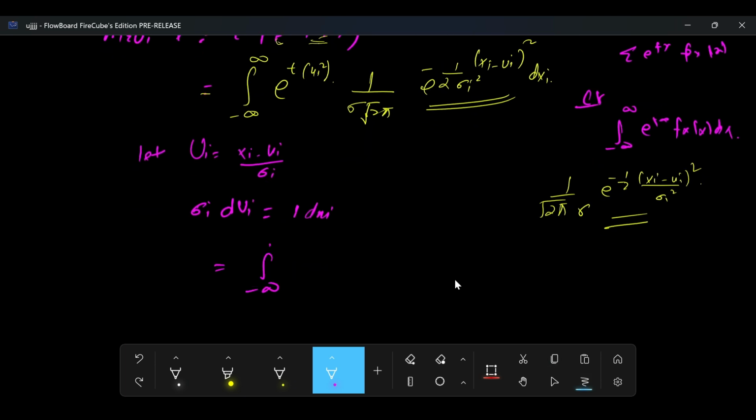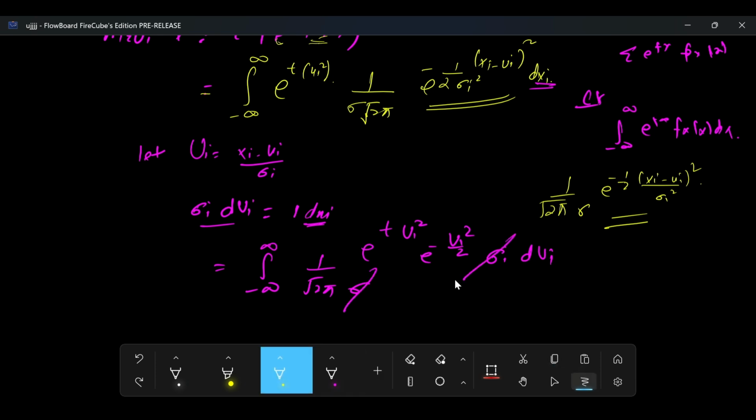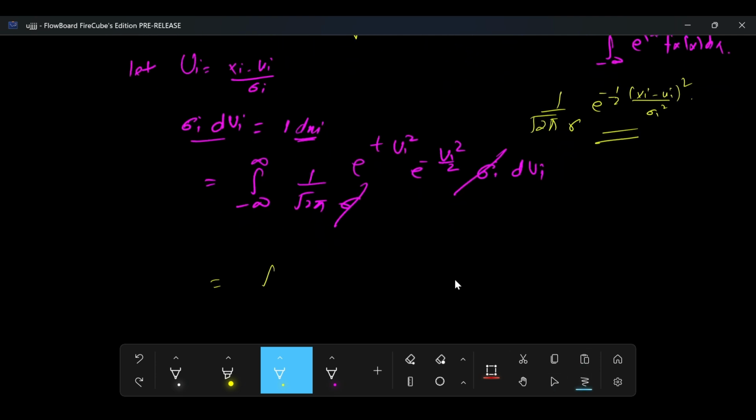So now this is minus infinity to infinity, 1 upon under root 2 pi sigma, e to the power t mu i square, e to the power minus mu i square upon 2, and in place of this dxi, write sigma i dui. This and this cancel out, both are sigma, right? Both cancel out. So we are left with minus infinity to infinity 1 upon under root 2 pi e to the power t mu i square e to the power minus mu i square upon 2 dui. Clear? Is it clear up to here?